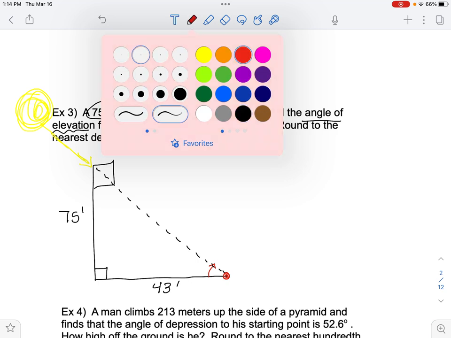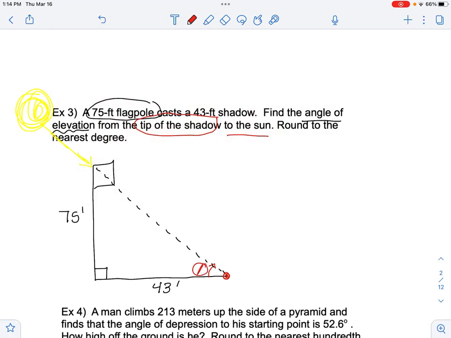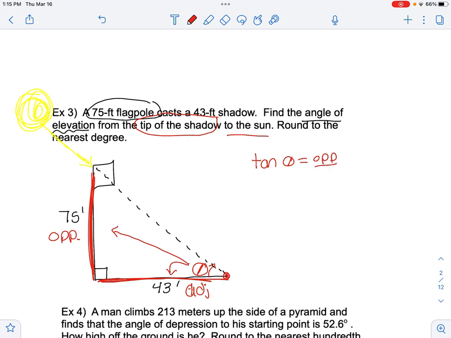Our job is to find this angle of elevation. I'm going to call that theta. Now, using what we just learned, we can look at the two sides that we're given, this one and this one. The side across from that angle is the opposite. The side next to it is the adjacent, and the trig function that compares opposite and adjacent is tangent. So I'm going to use this equation to find my missing angle. Since I don't know the angle, that's going to stay as my variable. My opposite is 75, my adjacent is 43.